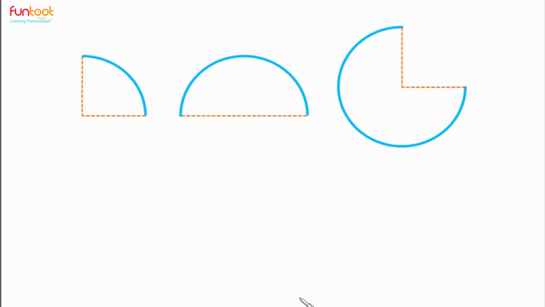Let's see some common arcs we see in our daily life. An arc with an angle of 360 degrees is the circle itself. This is a quarter arc with angle of 90 degrees. Semicircle is also an arc with a central angle of 180 degrees. And this is 3/4 of a circle with central angle 270 degrees.